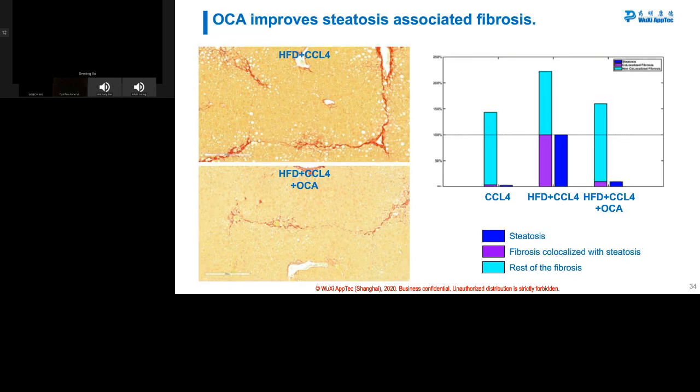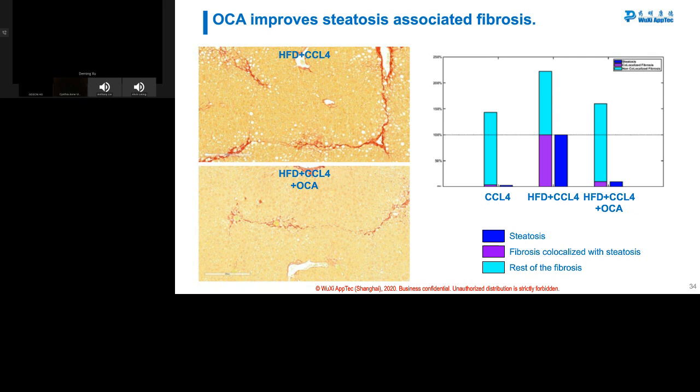As Gillian mentioned, the co-localization of steatosis and fibrosis is an important feature of NASH in the clinical trial. As also mentioned early on, looking at the co-localization of the steatosis and the fibrosis in this high-fat and CCL4 model, upon obeticholic acid treatment, the fibrosis associated with steatosis, the purple bars, is significantly reduced. Likewise, the steatosis is also significantly reduced. So what about the turquoise bar, the light blue color?